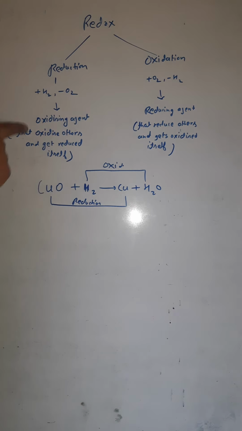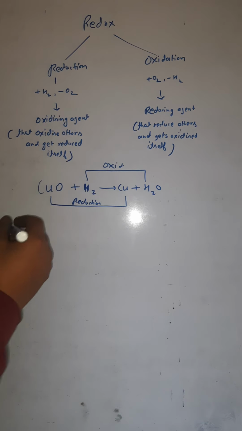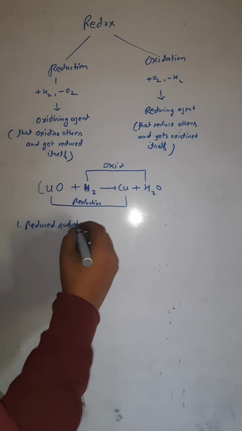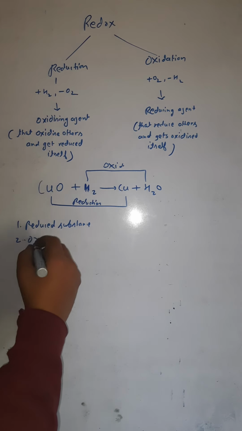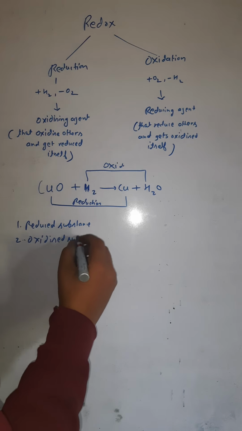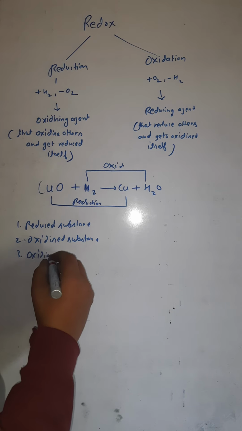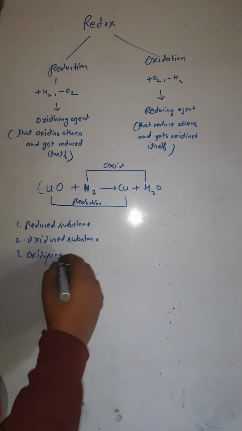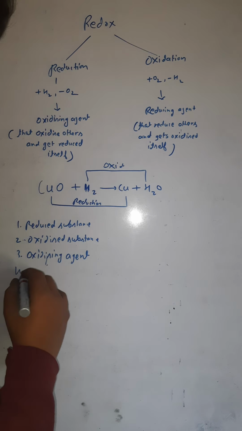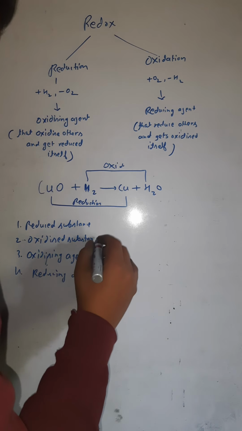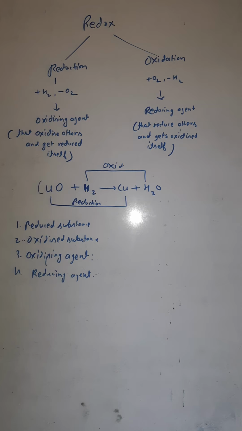Now I'm asking, what is the oxidizing agent here and what is the reducing agent? Which substance is being reduced and which substance is being oxidized? You have to answer that also. Question number 1, reduced substance. Number 2, oxidized substance. Number 3, oxidizing agent. Number 4, reducing agent. We have already discussed these sort of questions. So you have to answer these 4 questions.